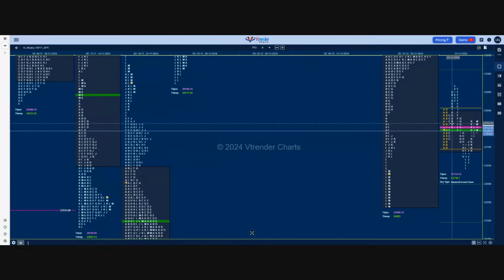So these were good range extensions, but we went on to stall right at the 23870 level, which we had mentioned in the weekly hypos. We made a high of 23869.5, I think, today, and from there the auction stalled and went on to make lower lows.